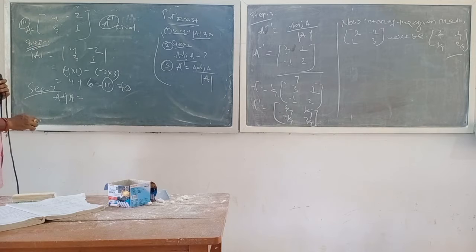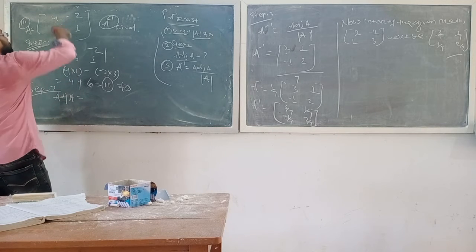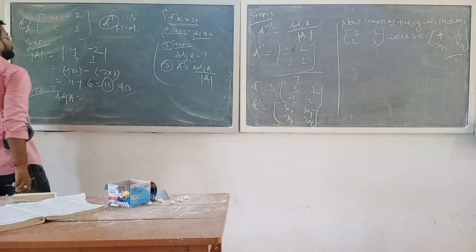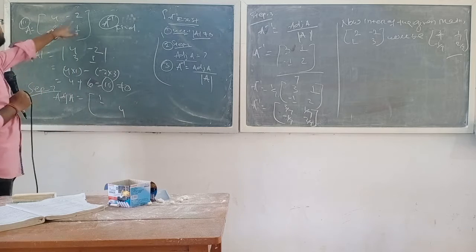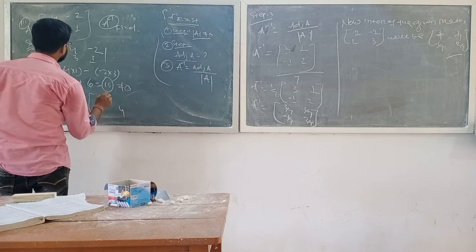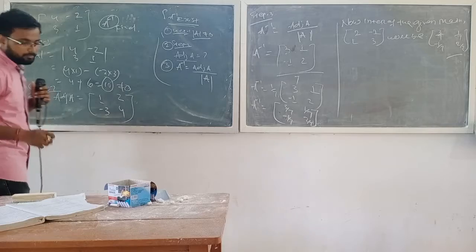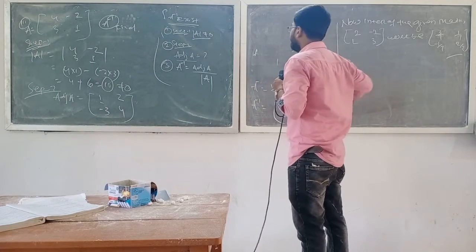Adjoint of A: we interchange the principal diagonal elements. It is 4, 1, which can be interchanged, that is 1, 4. Then the off-diagonal elements, a minus sign is multiplied. Minus sign can be multiplied. It is 2, minus 3. This is the adjoint of the matrix 4, minus 2, 3, 1.